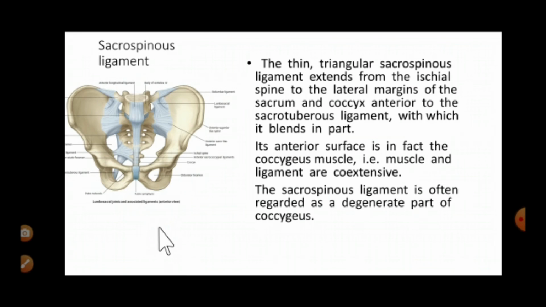Now coming to the sacrospinous ligament. We saw this ligament here in the previous slide also. This is a thin triangular sacrospinous ligament, and it extends from the ischial spine to the lateral margins of the sacrum and the coccyx. And we all know that this is lying anterior to the sacrotuberous ligament. On the anterior surface of the sacrospinous ligament lies the coccygeus muscle. And they say the sacrospinous ligament is the degenerate part of the coccygeus muscle.